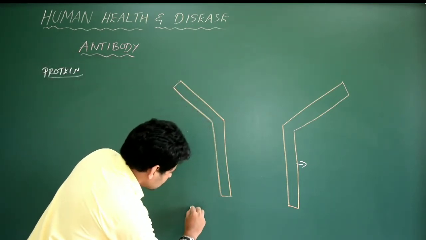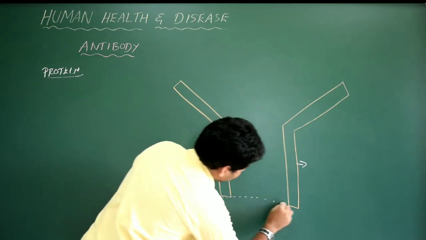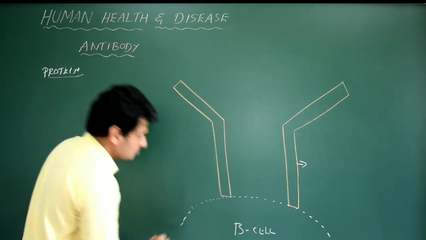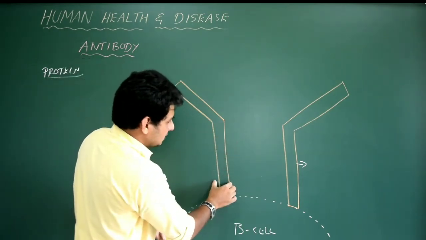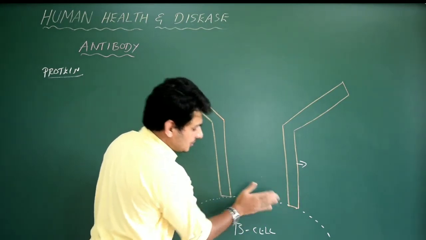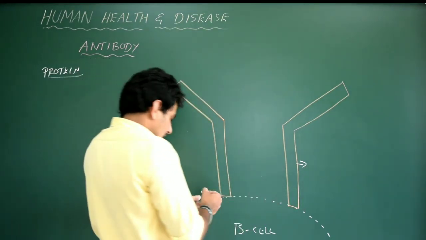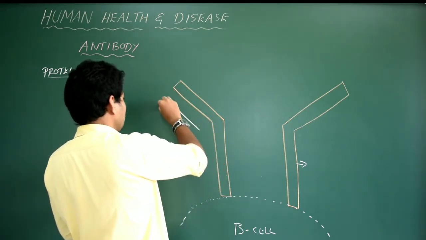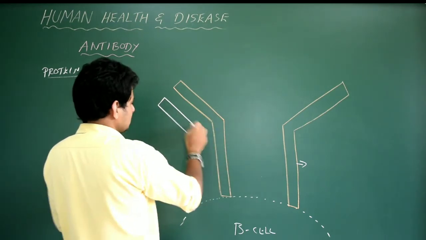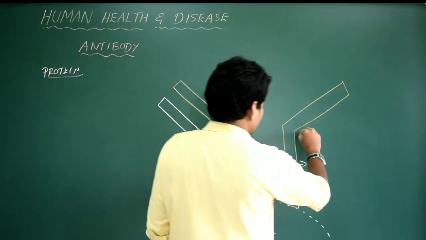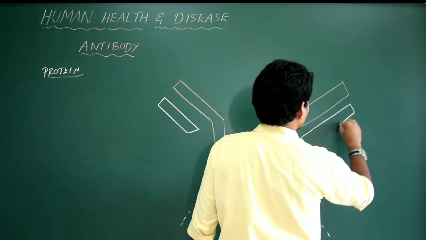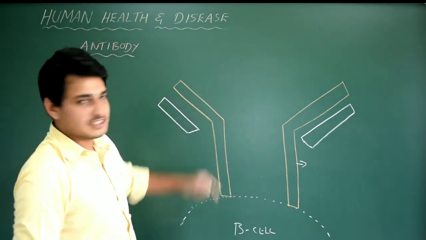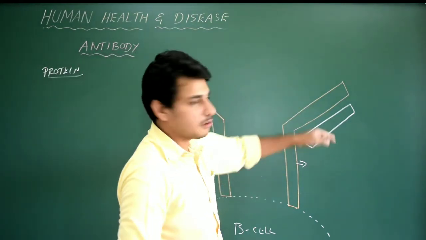Just for your understanding, I am going to draw the surface of B cell. So this is now B cell, normally plasma cell. Surface, plasma membrane. See, this particular region of the chain is attached to the B cell. Let me draw one more chain here, which is very very smaller compared to these 2 chains. See the size. This is also a small chain. This is small chain, this is bigger chain. Here also you see a big chain and a small chain.